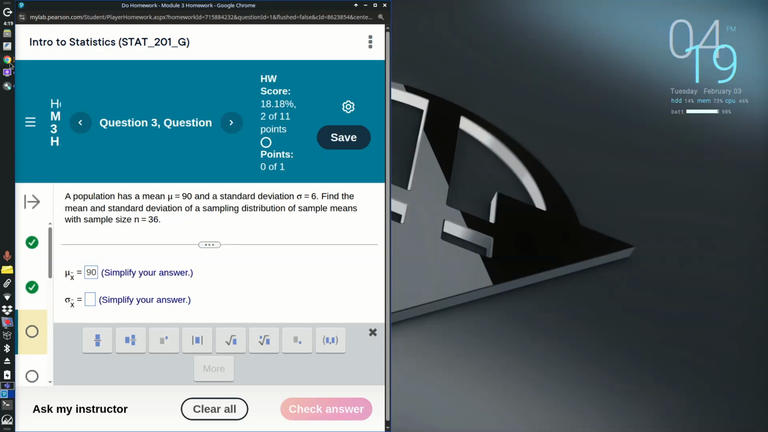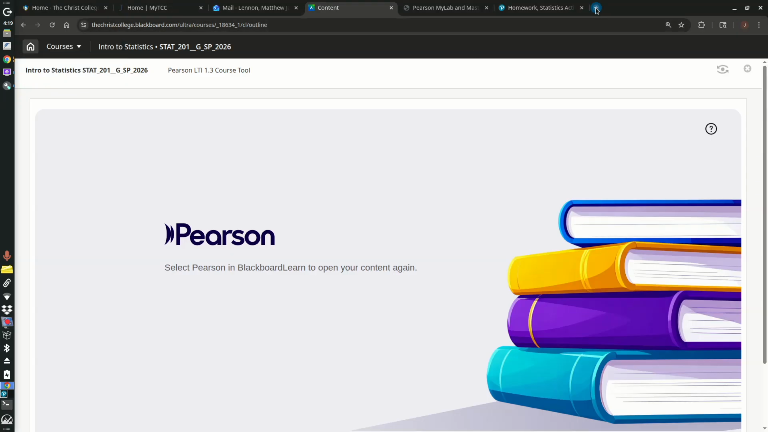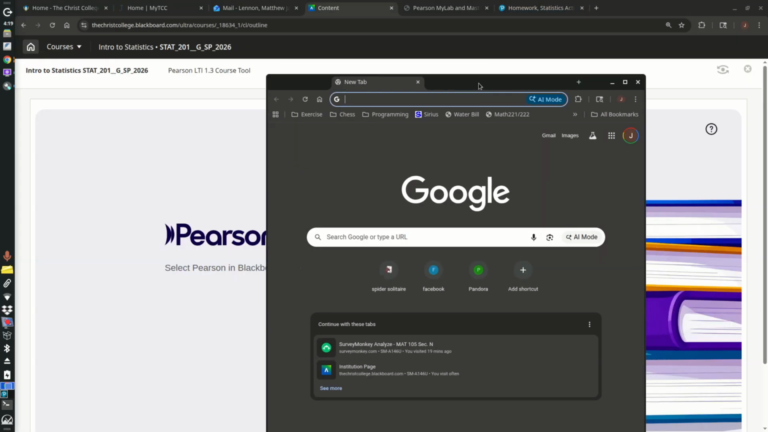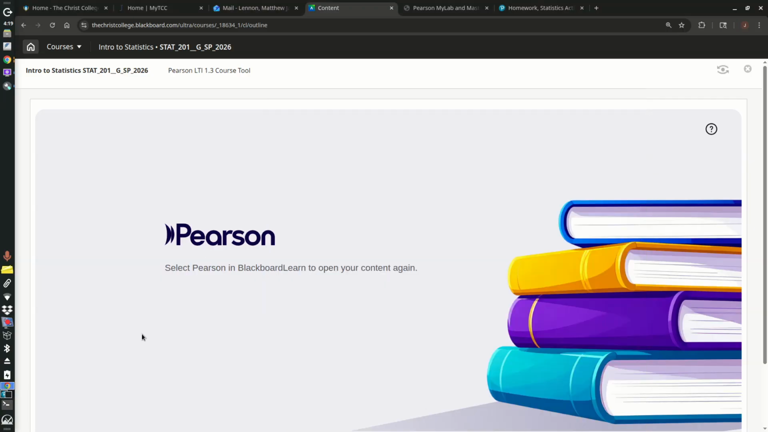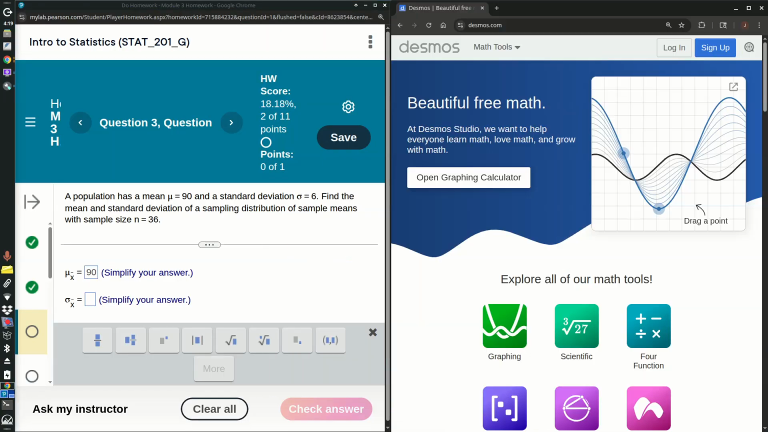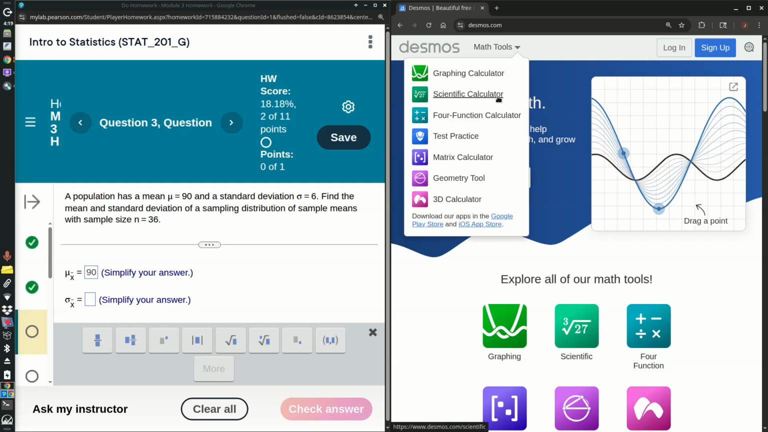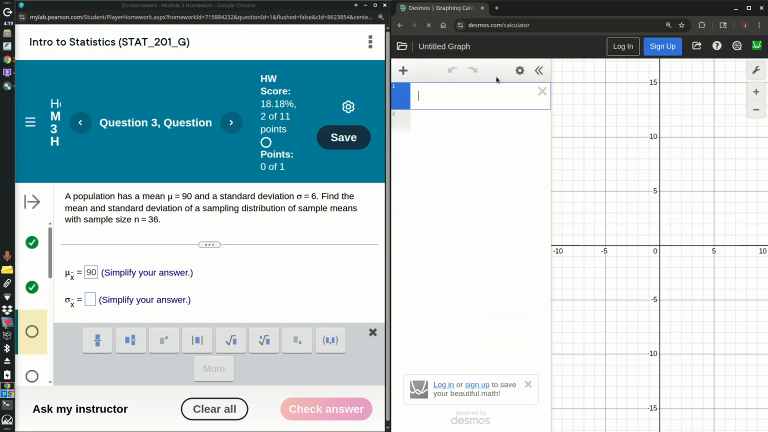Let's say we open a new thing and we pull it down here and we do Desmos. Okay, so math tools. We know the answer is going to be 1, but your numbers again might be different. Again, you're just doing 6 divided by the square root of whatever your sample size is, which for me is 36. I typed SQRT on Desmos to get that.